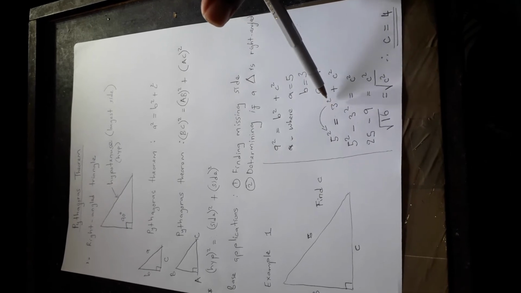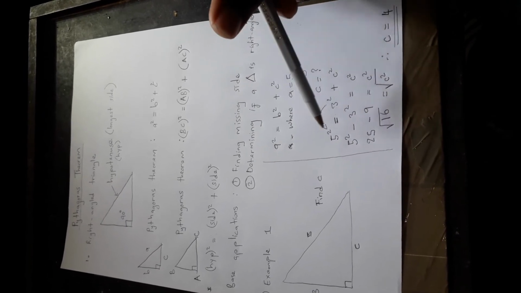Then the positive 3 squared had to go over the equal sign to become negative 3 squared. So we are saying 5 squared minus 3 squared is equal to c squared. 25 minus 9 is equal to c squared. The 25 minus 9 is 16, so 16 is equal to c squared.